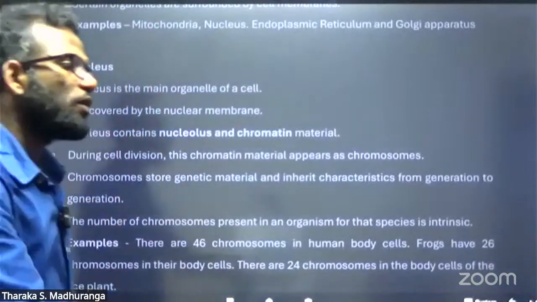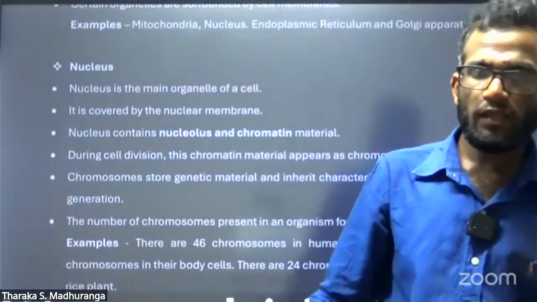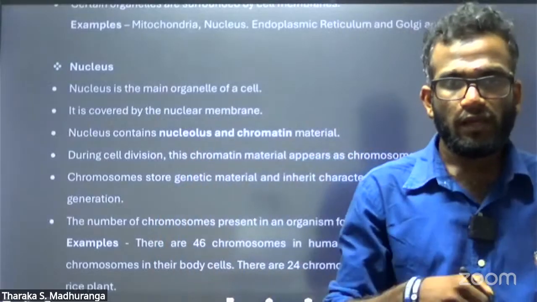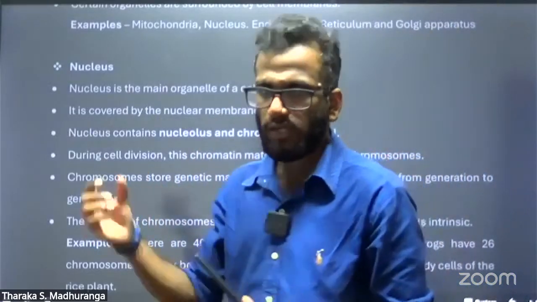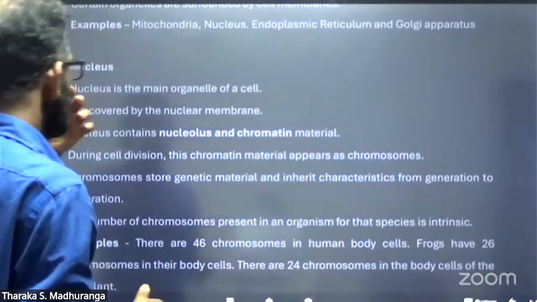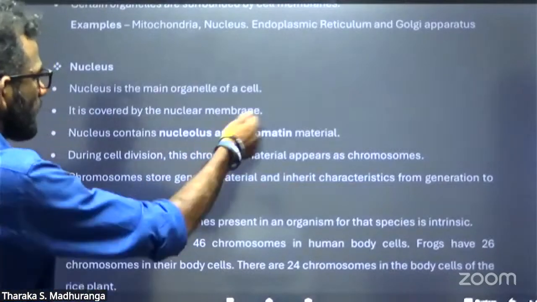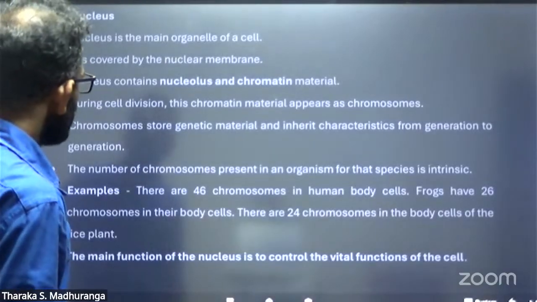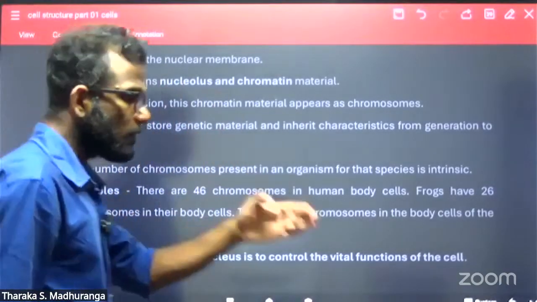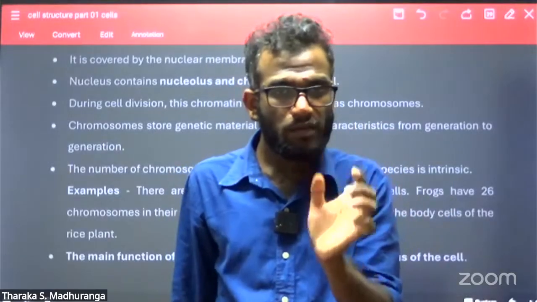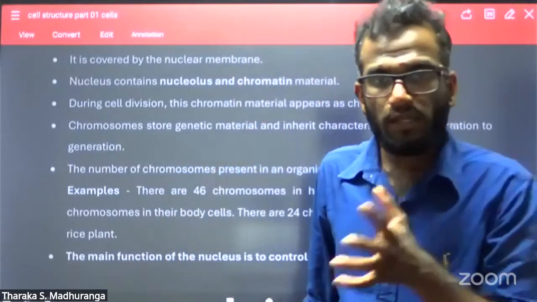Okay, the nucleus. You already know the nucleus. The hereditary information is mainly stored in the nucleus. Inside the nucleus there are nucleotides, and the chromosomes are present. The chromatin material means chromosomes. That is the main part for passing information from generation to generation, transferred by the DNA and chromosomes in the nucleus.